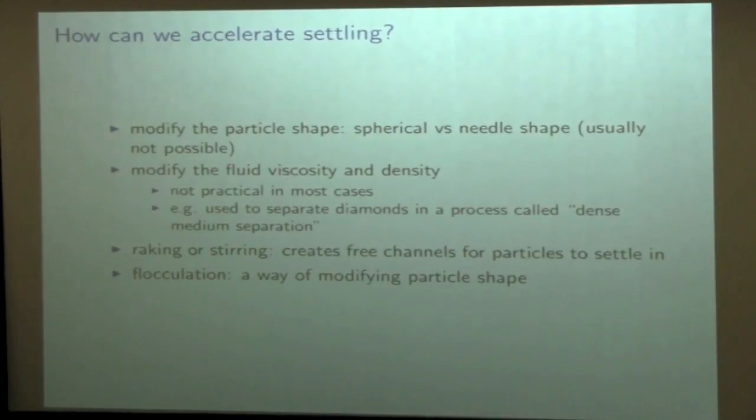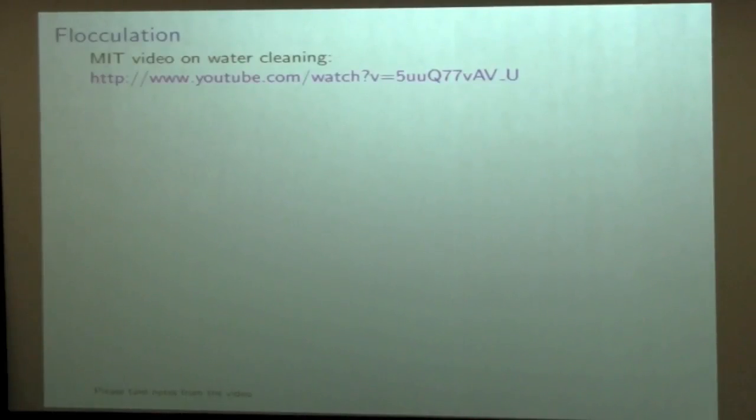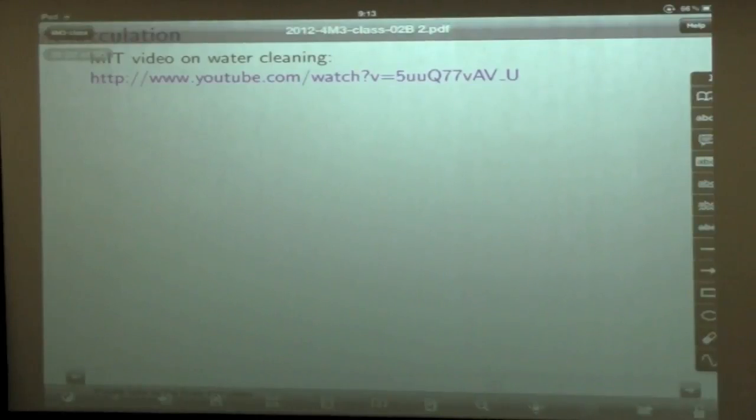And then the other important way is by flocculation, which is a chemical addition to the medium to improve settling. So I'm going to end off the class by looking at this video.